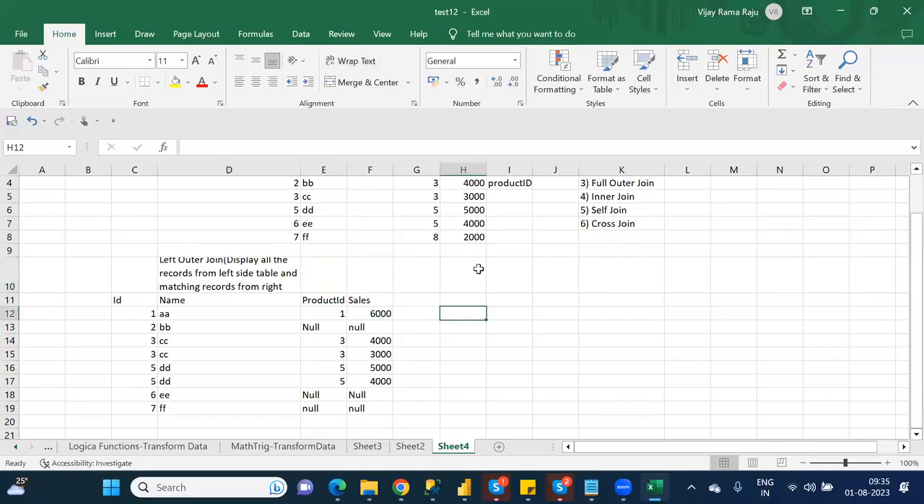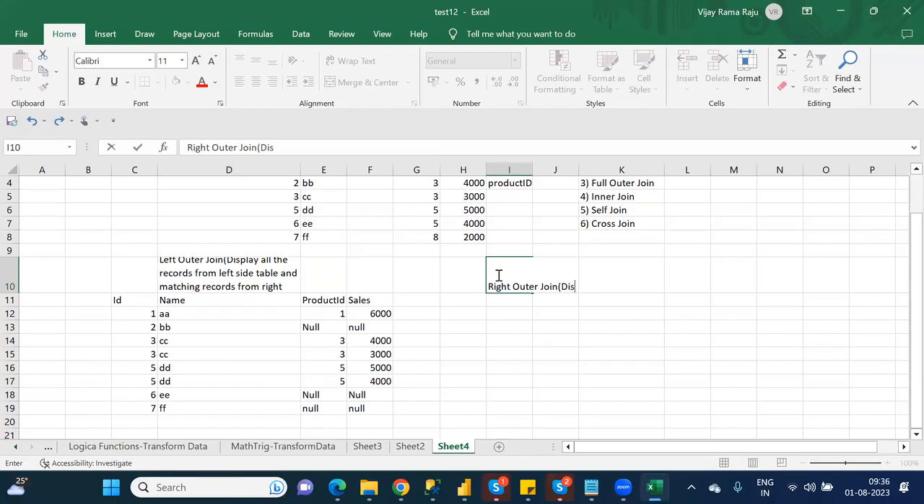Okay. Next one. What is the next one? It is quite opposite to the left outer join, which is right outer join. Right join or right outer join, both are the same. Display all the records from the right side table and matching records from the left table. So it is quite opposite to that one.